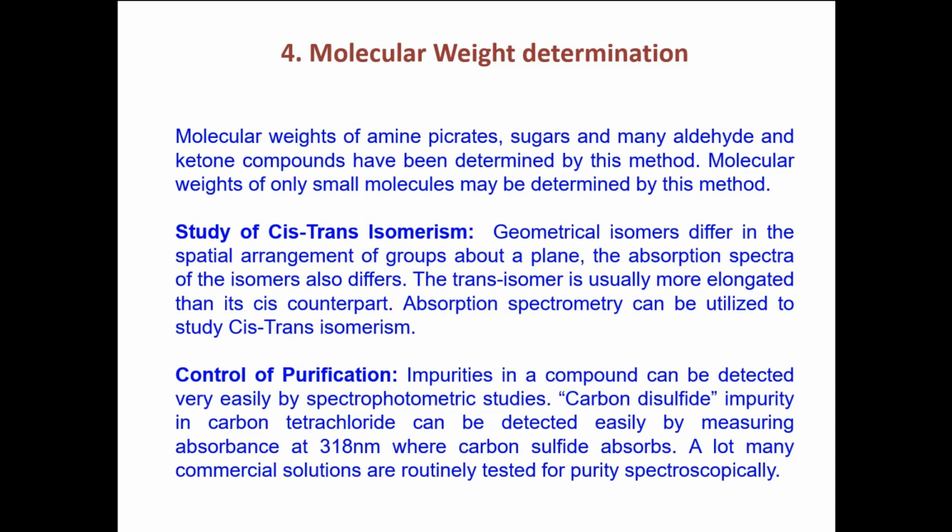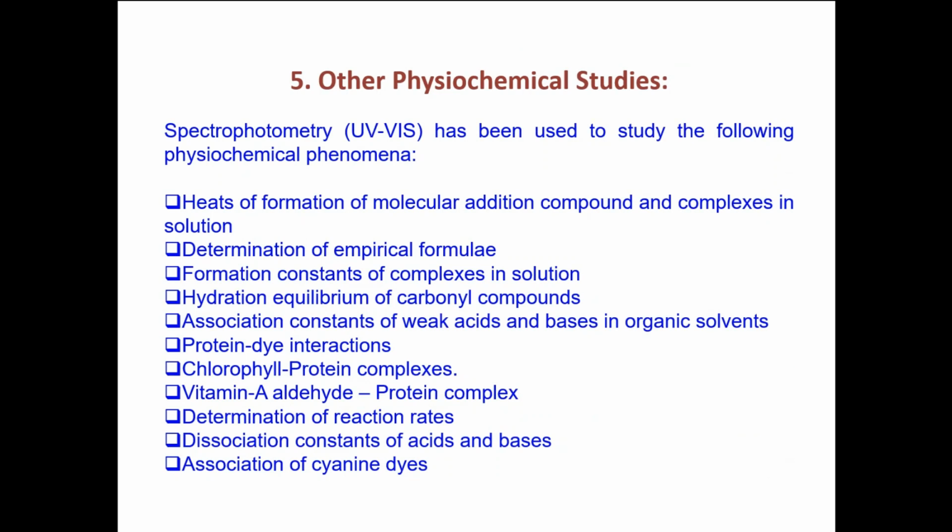Besides that, UV-visible spectrophotometry can also be used for a large number of physicochemical studies. Spectrophotometry has been used to study chemicals, especially in the heats of formation, molecular addition compounds and complexes in solution. When we add some compounds and heat is generated, we can characterize that.